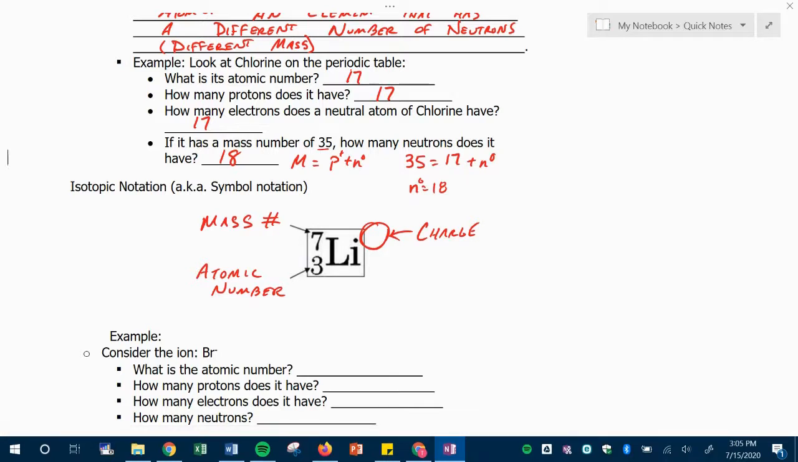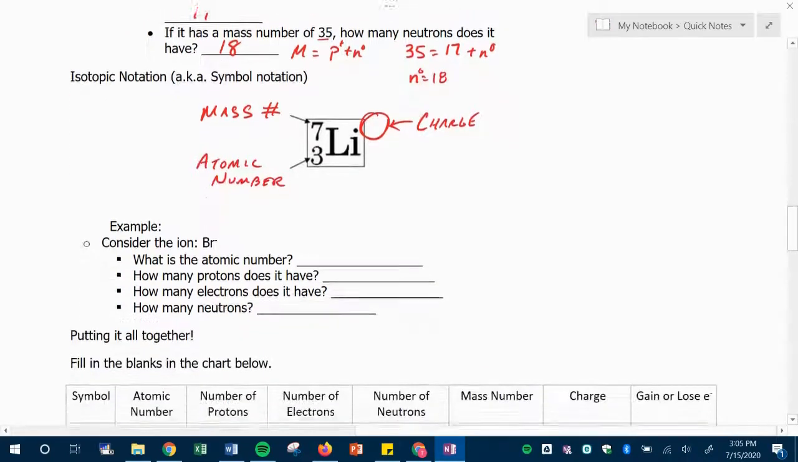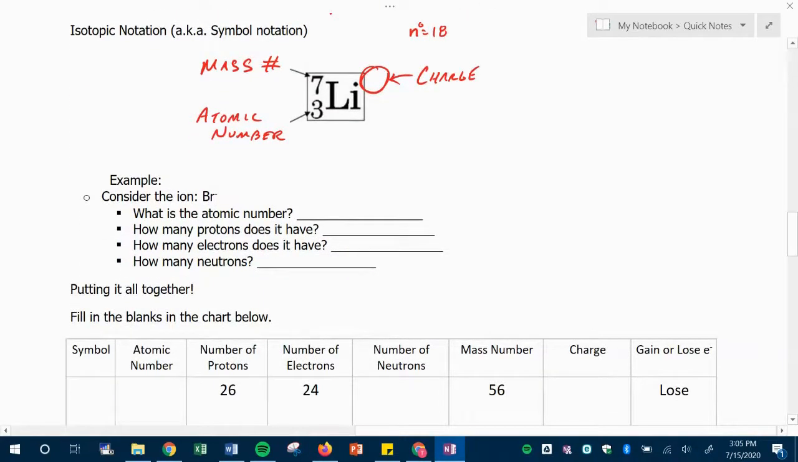And so now let's look at some examples. Let's consider the ion bromide. If we're talking about bromide, our first step should be to look at what the atomic number is. As we're looking at the periodic table, it's on the far right side, and we see that the atomic number is 35. So how many protons does it have? Well, if the atomic number is 35, it should have 35 protons.